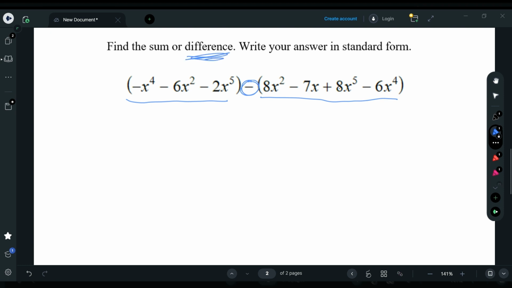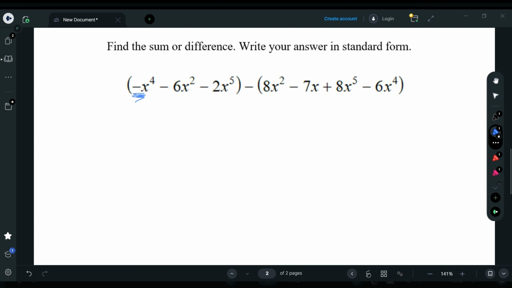So let's go ahead and do it. We're going to do this the same way. We're going to combine like terms. The only thing that's going to change is the coefficients, and instead of adding them like we did to find the sum on the previous example, we're going to subtract the coefficients to find the difference. So let's go through term by term.